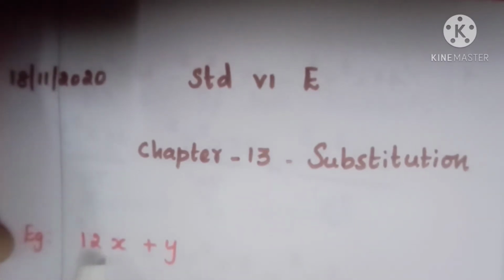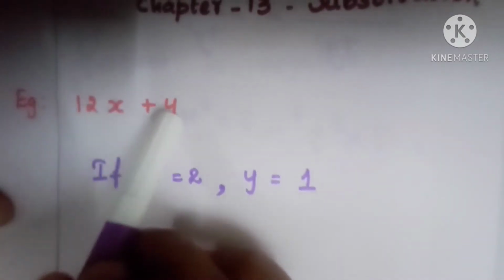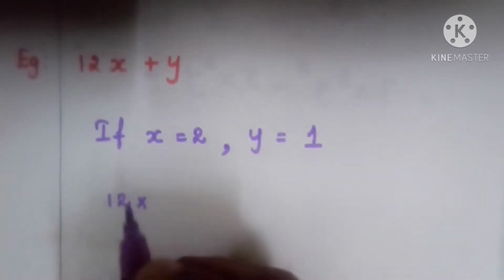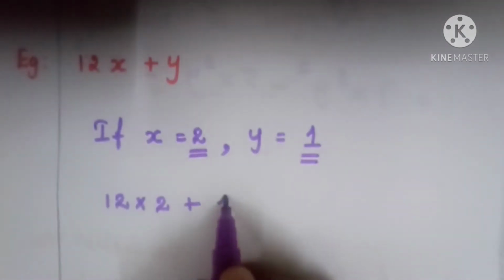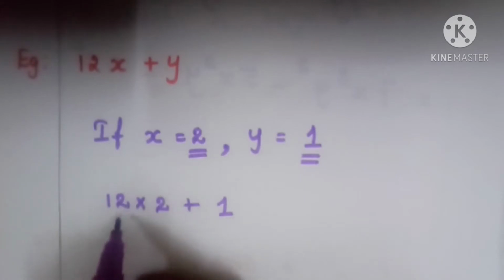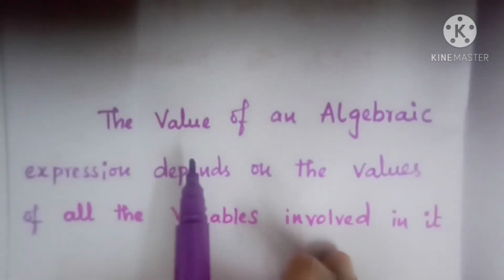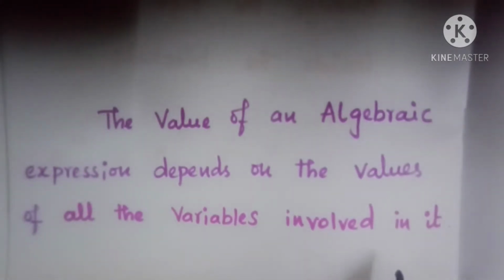Let us take one example, 12x plus y. If x is equal to 2 and y is equal to 1, we have to substitute the values in that expression. So we get 12 into, in case of x, we have to put the value 2, plus, in case of y, we have to put the value 1. Then solve it. 12 2s are 24 plus 1. So, what is the result? We get 25. The value of an algebraic expression depends on the values of all the variables involved in it.